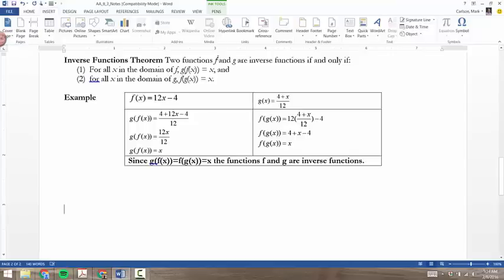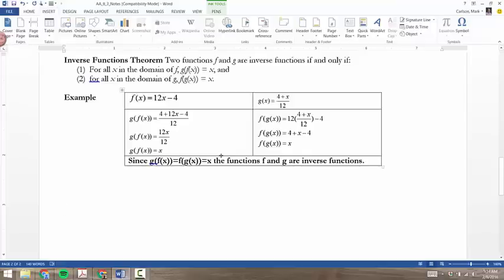Okay, so let's take a look at this example here. I have two functions, 12x minus 4 and 4 plus x over 12, and I want to see if those two functions are inverses of each other. The way I do it is I do g of f of x and f of g of x, and I want to see that they're both equal to x. And as you can see, if I do the composite of those two functions, I get x in both cases. Okay, and since g of f of x is equal to f of g of x is equal to x, the functions f and g are inverse functions of each other.